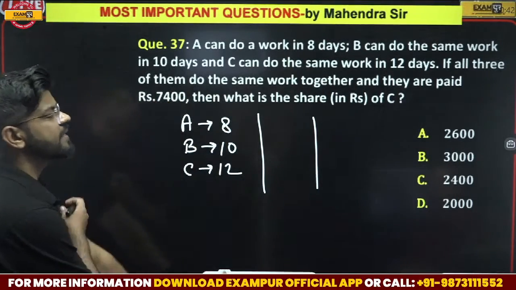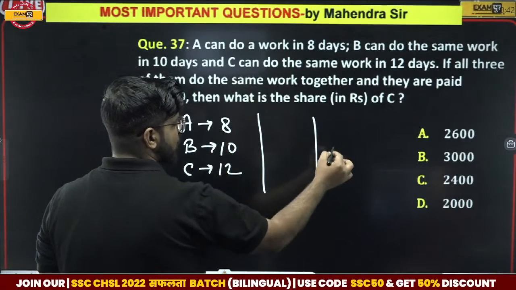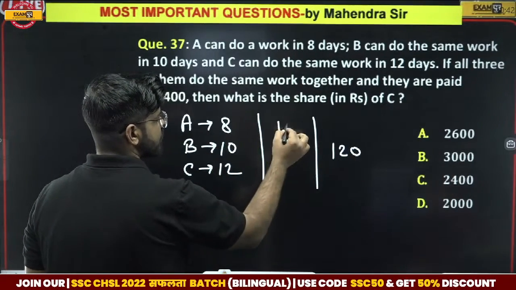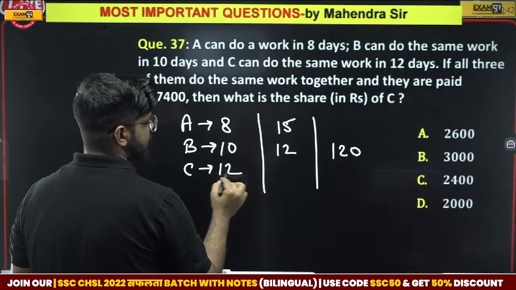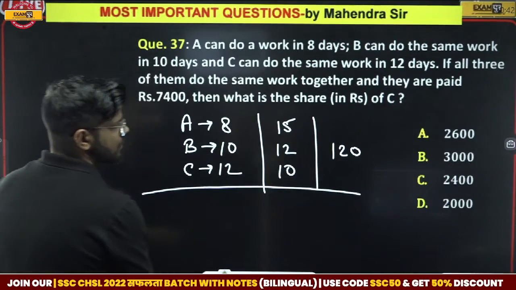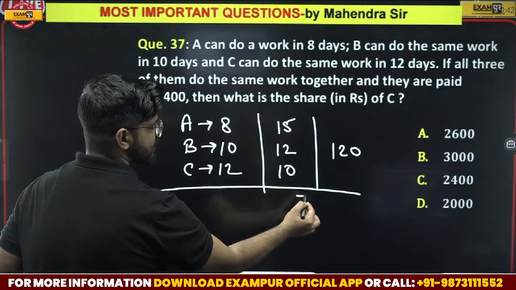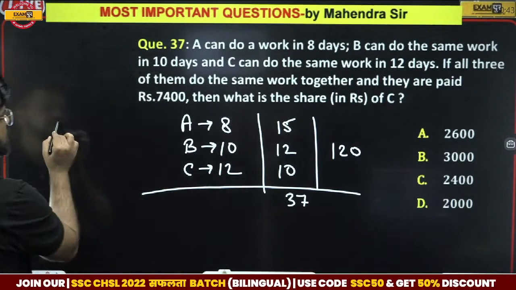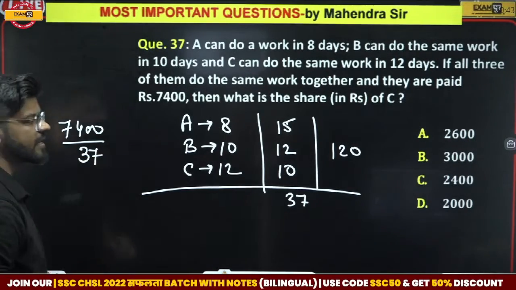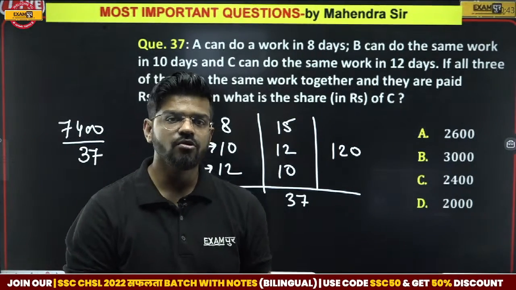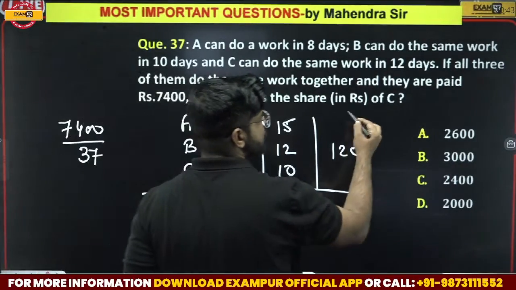So we have to find the efficiency. Taking the total work as 120, we get 15, 12, and 10. In the total efficiency we get 37. So 7,400 divided by 37, and now it is distributed among A, B, and C. So we have to find the share of C.